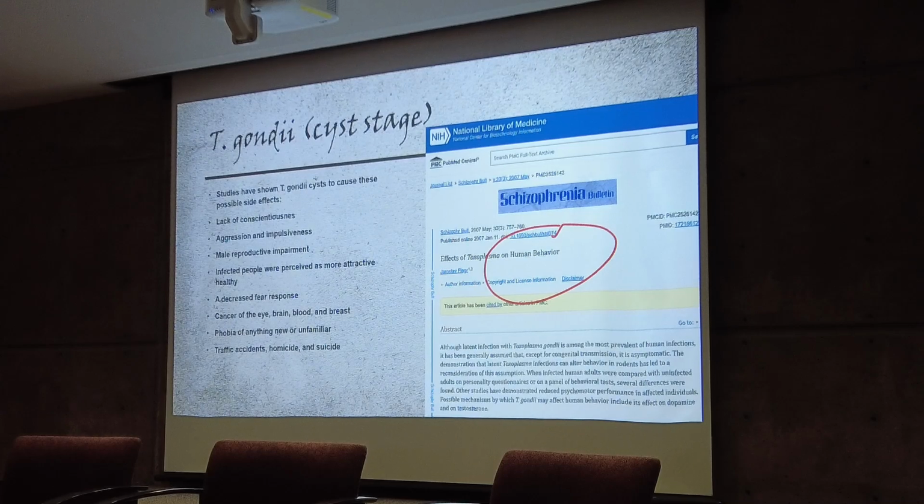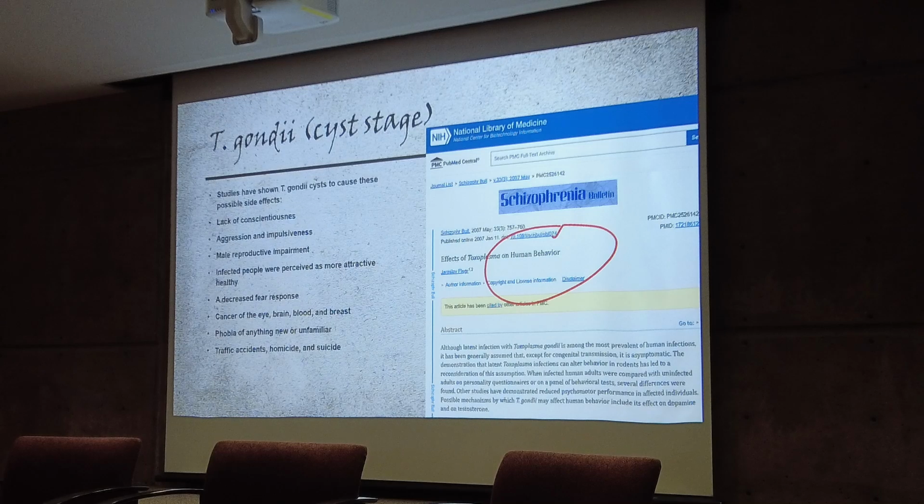It gives people also a decreased fear response. So now these people are the bigger risk takers. Actually, studies show that people who have T. gondii cysts are more likely to be entrepreneurs, more likely to take business risk and jump out of airplanes with parachutes and that sort of thing. One of the side effects can be cancer of the eye, the brain, the blood, and the breast. Now that one's not as fun.